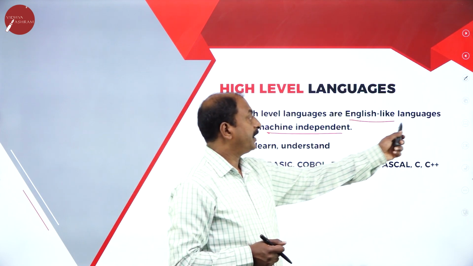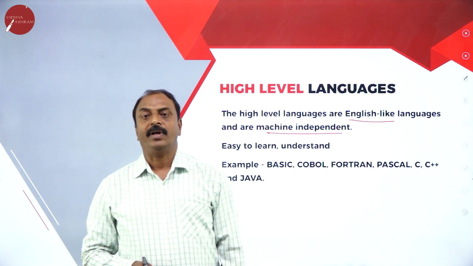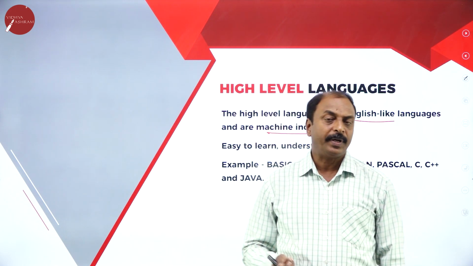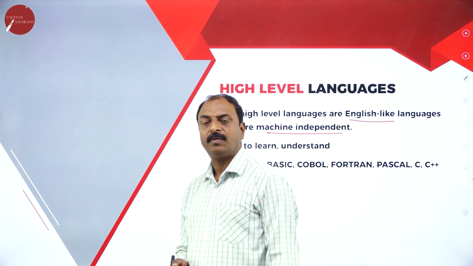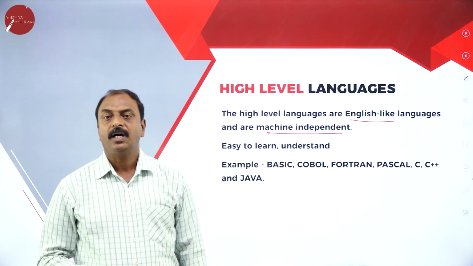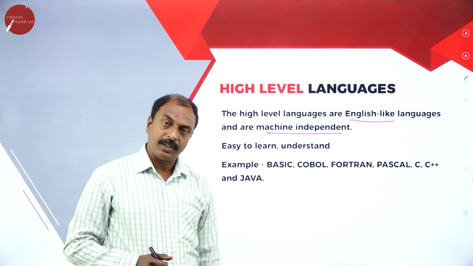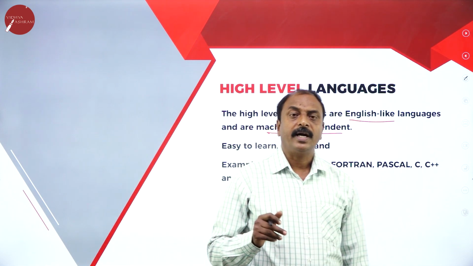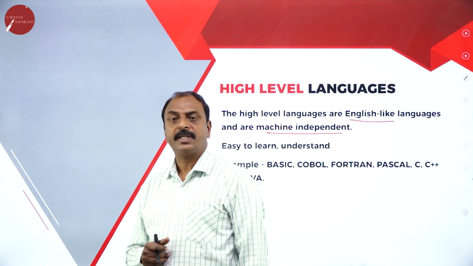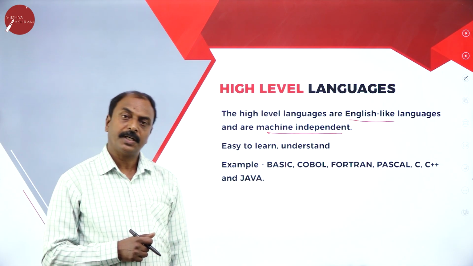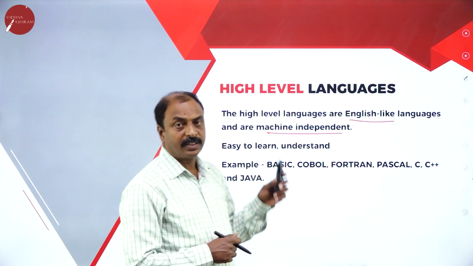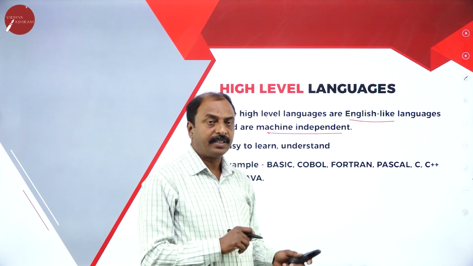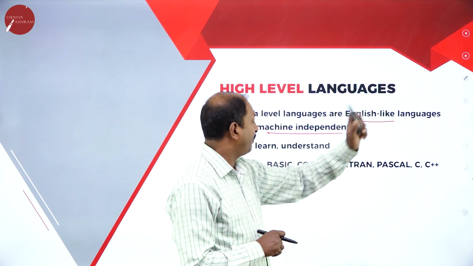So why do we say English-like language? While writing a program in high level language, we are using alphabets from A to Z. We are making use of uppercase and lowercase alphabets from A to Z, along with the digits from 0 to 9 and different special characters which are available on the keyboard. By making use of all these things, we can write a program in high level language. That is why it is an English-like language.